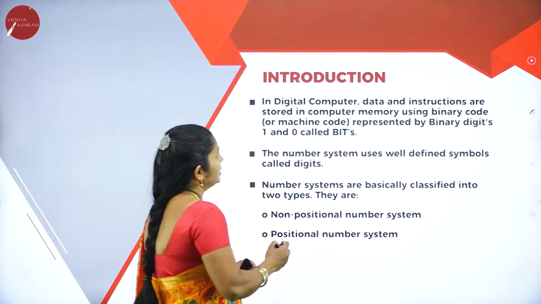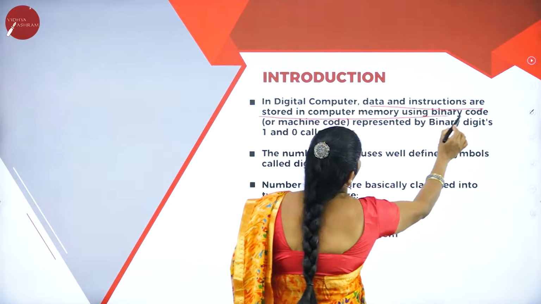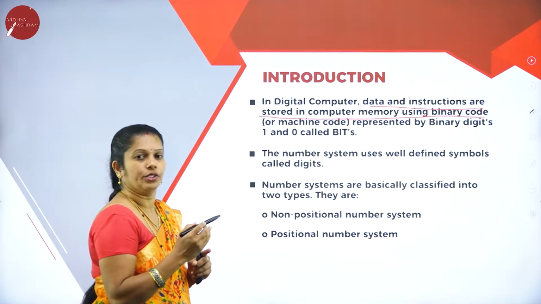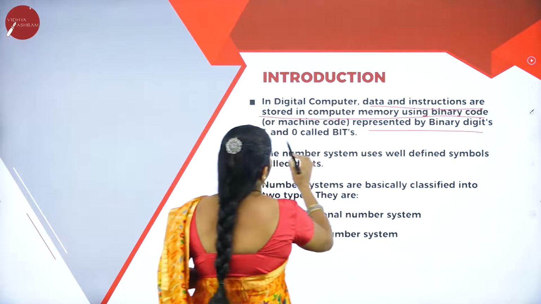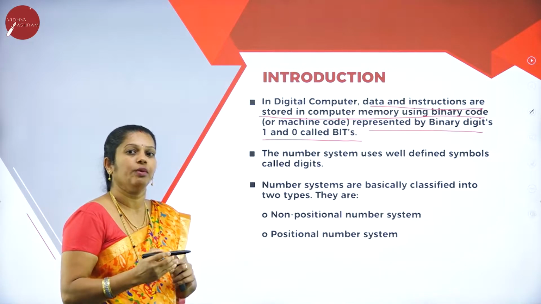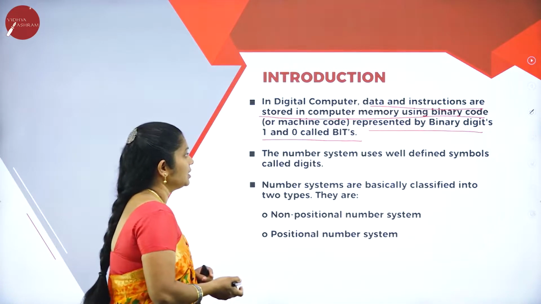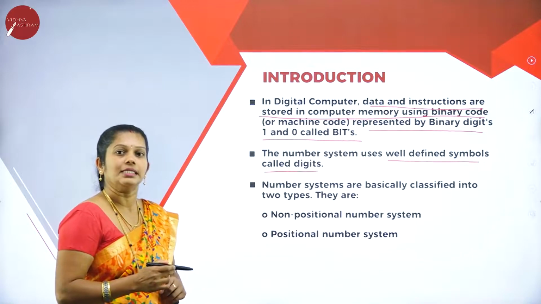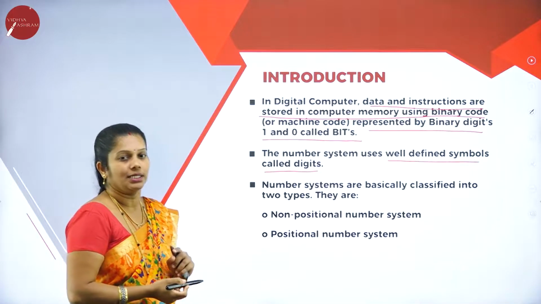In a digital computer, data and instructions are stored in the computer memory using binary code. That means all the instructions are stored in the format of zeros and ones only, represented by binary digits 0 and 1. That is, in binary format, in bit format, the computer can understand and store the data. The number system uses well-defined symbols, which we call digits.